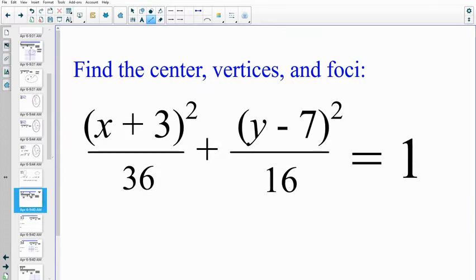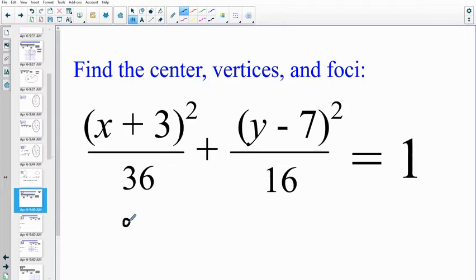I would like to find where the center, the vertices, and the foci are for this ellipse. Here's our standard form: (x minus something) squared over something squared plus (y minus something) squared over something squared equals 1. So that 36, that's a squared.